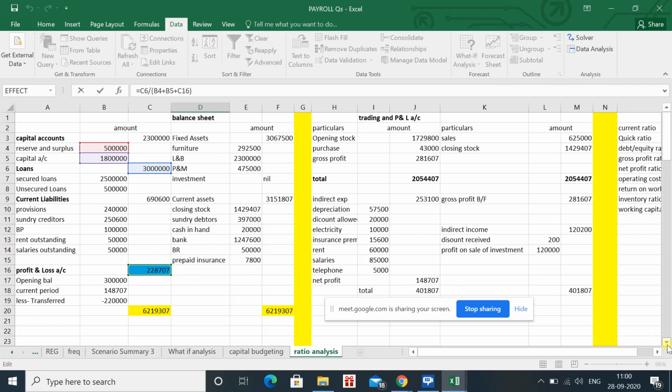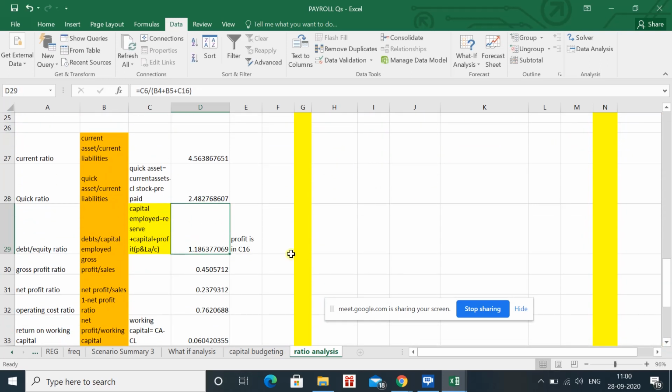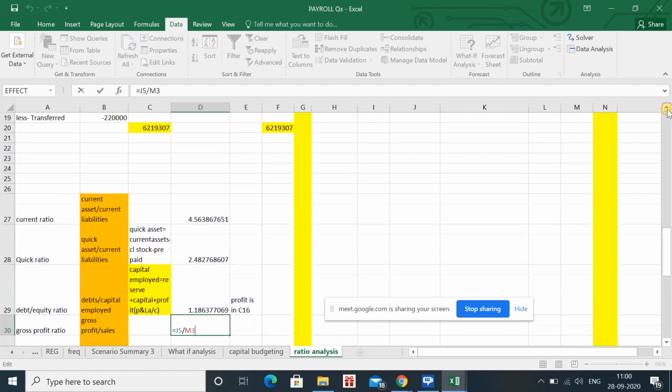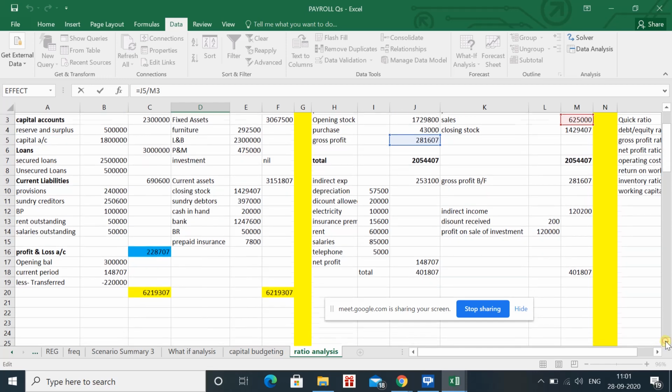Now we are moving to the next formula. Next is gross profit upon sales. So gross profit upon sales means we have a single value. Easily you can get the values. So what is the gross profit? Gross profit is given in the trading account and sales is also written in the trading account. Gross profit divided by sales will be your formula. You can check here in the formula bar that we have divided these two values only to get the gross profit ratio.